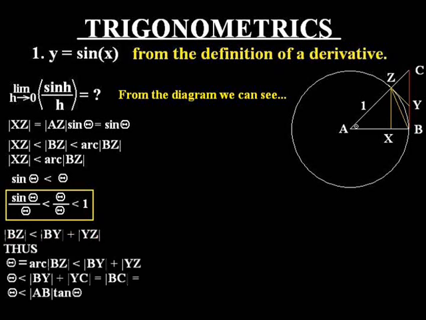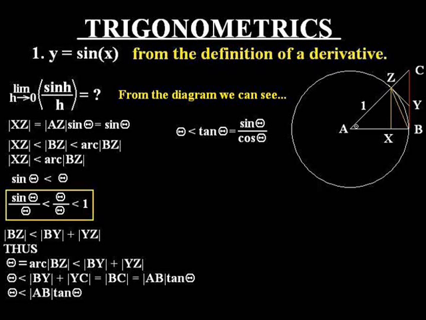Alright, so from the diagram we can see that the length of BZ is less than the sum of the lengths of BY plus YZ. Thus, theta is equal to arc BZ, which is less than the length of BY and YZ together. So from this we can infer that theta is also less than BY plus YC, and BY plus YC is the line segment BC, and that's equal to AB tan theta. And now, theta, therefore, is less than AB tan theta, but AB is the radius of the circle, and that's 1, so theta is less than tan theta.